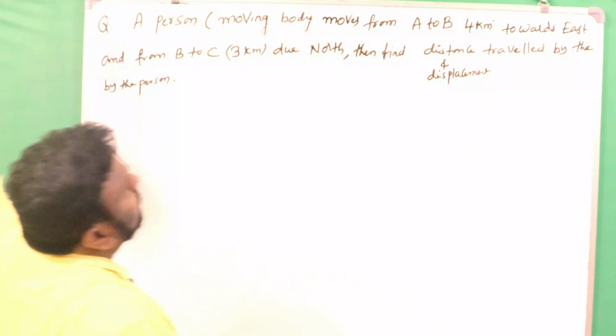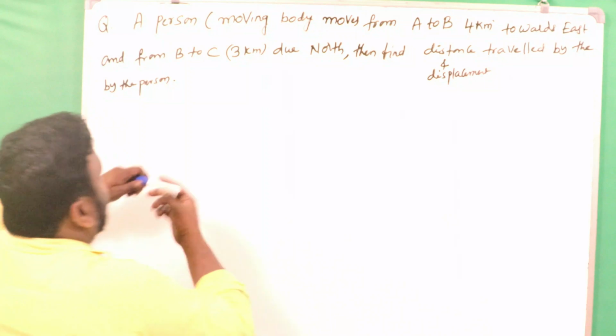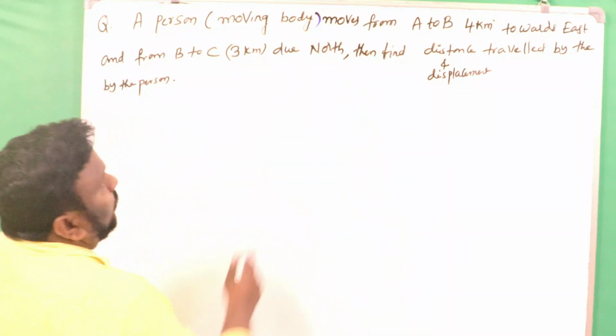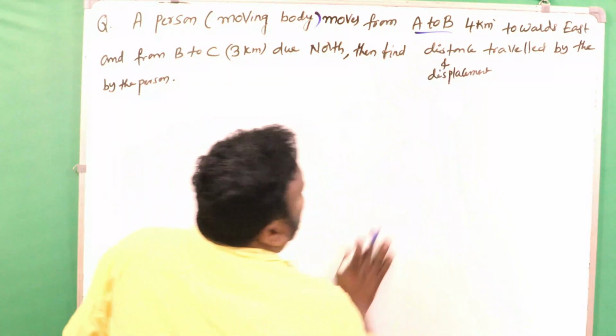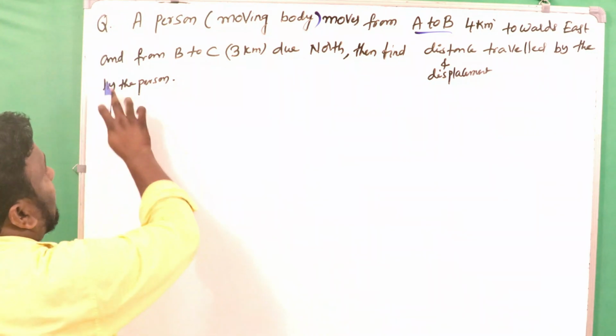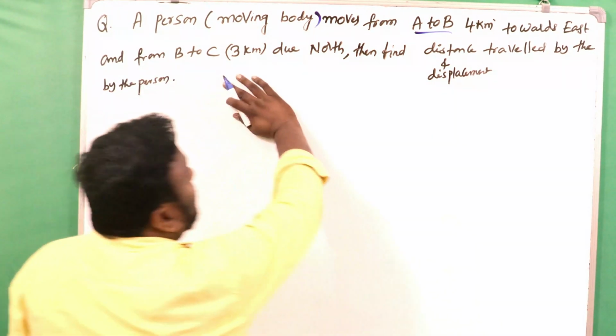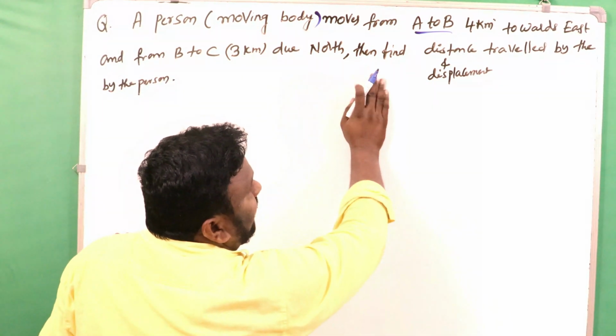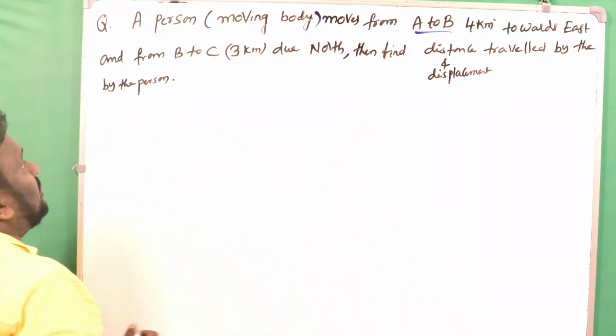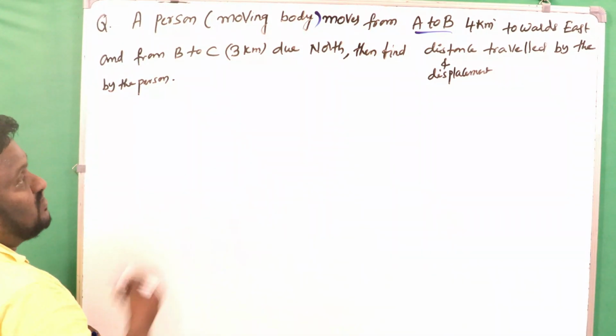A person or moving body moves from A to B 4 kilometers towards east and from B to C 3 kilometers due north. Then find the distance and displacement traveled by the person. Some options will be given.